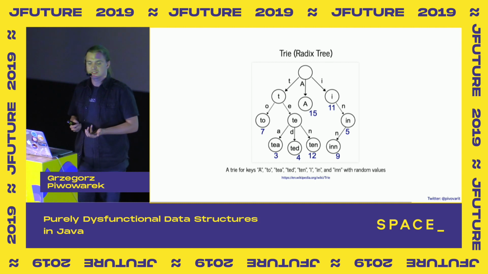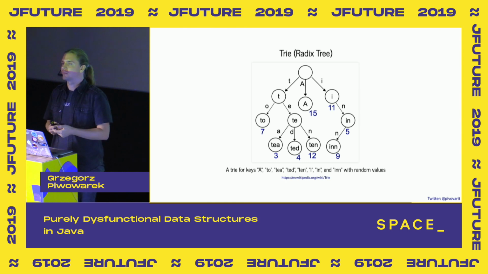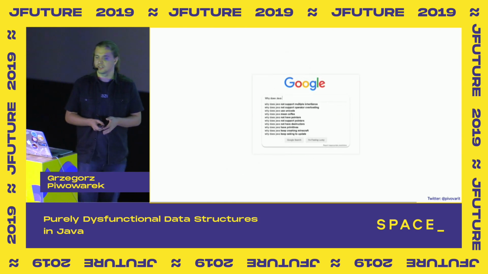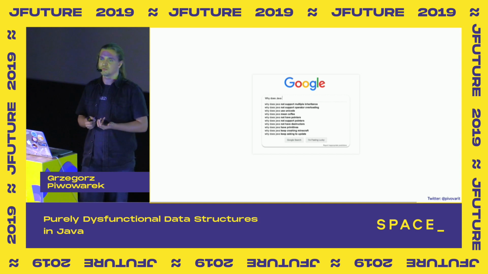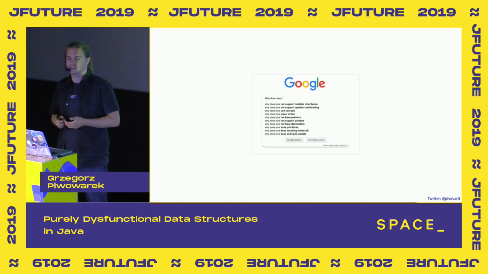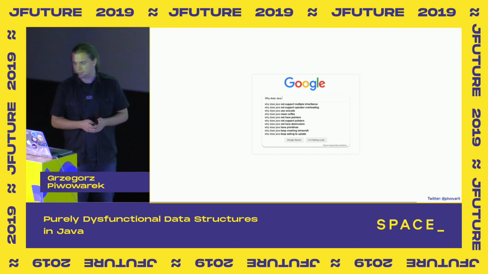So if you store elements like T, TED, and 10, you can see that by using this data structure, you can quickly and easily navigate and find them by using their common prefixes. So imagine you are doing a Google search and you put a few words in there. And this kind of idea would be very efficient for solving this kind of problems. Google most likely is not using this, but they could, and that would work.